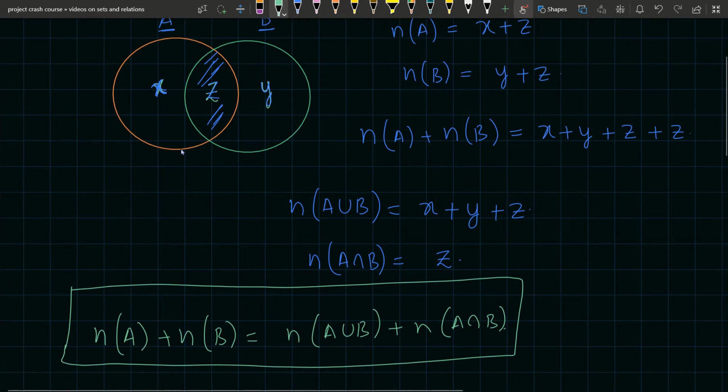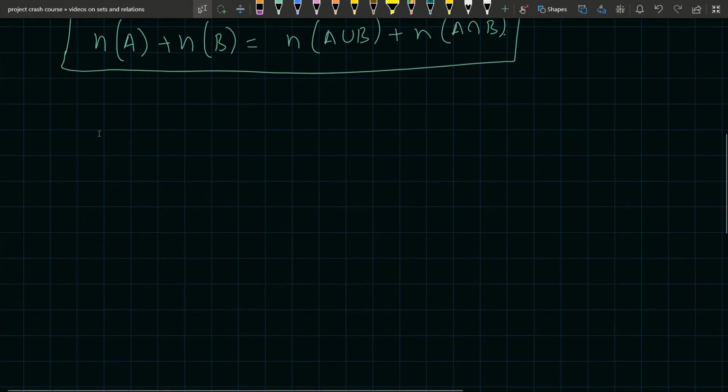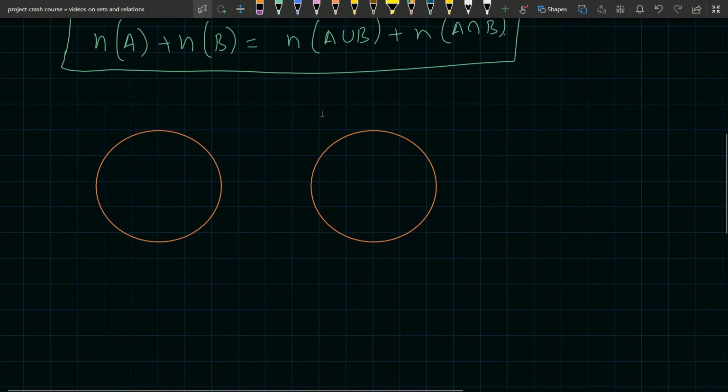So look into this kind of thing. I'll show you. Now let's move on and let's see some examples. Okay, these are the two sets, right?